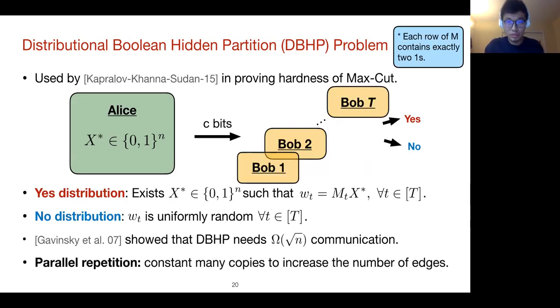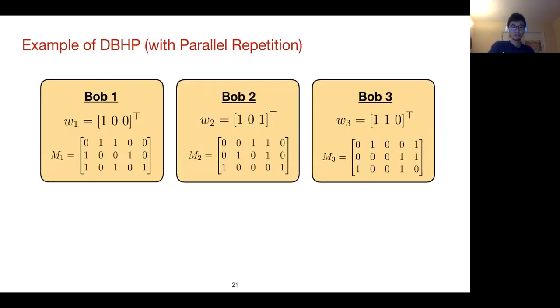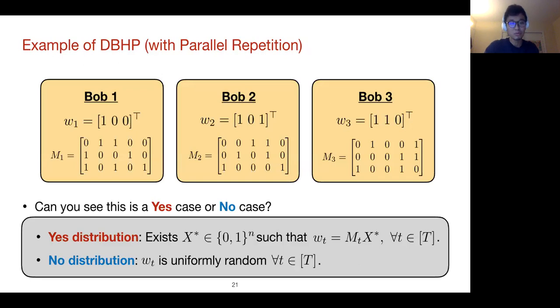And once we do some bootstrapping by having some parallel repetition, we can boost the number of copies of Bob, and this will be useful in increasing the number of edges in the future. Okay, so this is an example of the problem, and maybe you can pause the video to see if this is a yes or no case.